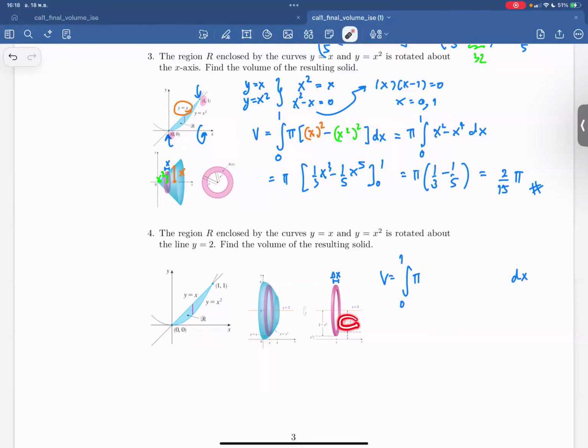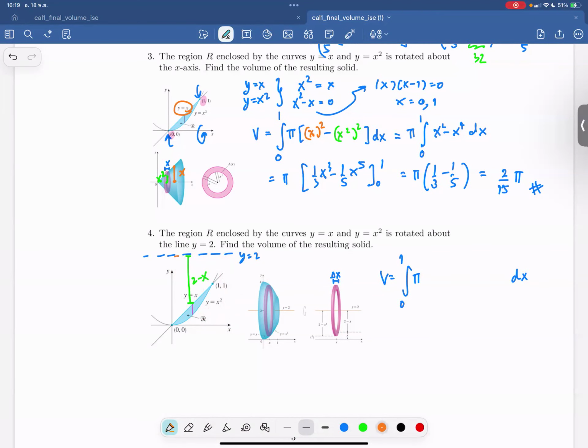Don't forget that 2 minus x comes from when you have y equal to 2 over here, and you need the inner radius, which is the length of the green segment, right? And the green segment over here, this is x, and this one is 2. Sorry, this one is x, and this one is 2, right? So the green segment over here has the length 2 minus x.